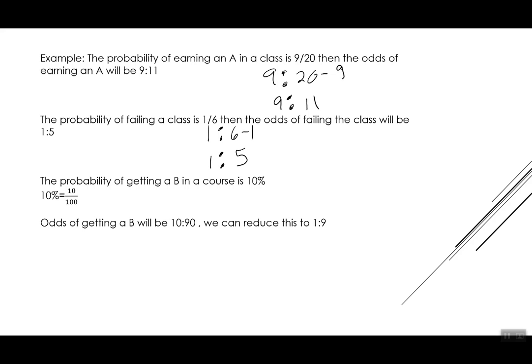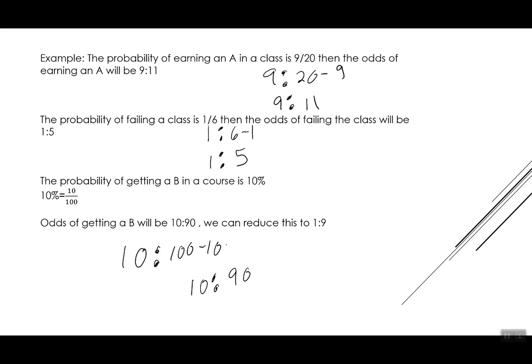Let's look at this last one that says the probability of getting a B in a class is 10%. So I'm expressing the probability differently this time. I'm giving it as a percent. So 10% we know is 10 over 100. That's going to help me get the odds. So this says 10 ways to pass. So here's my 10 ways to pass. And then 100 minus 10 gives me 90.